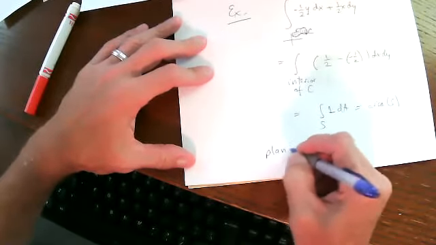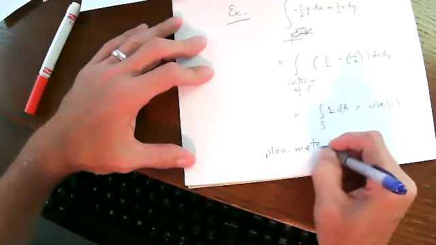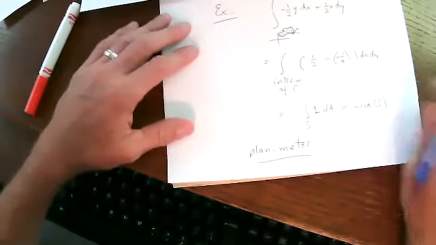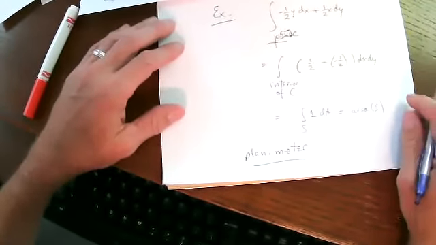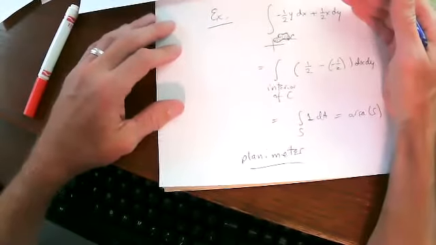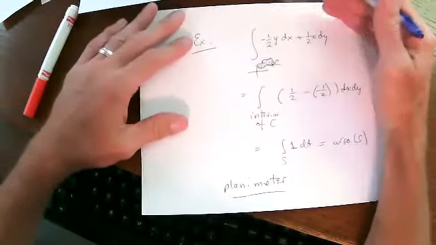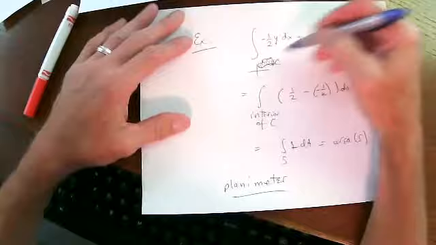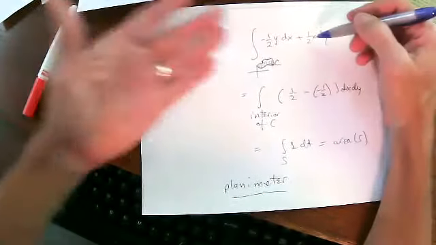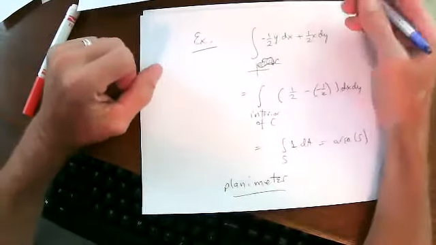The device that makes this work is called a planimeter, and apparently you can buy them for about $100 or less, and it will actually compute the area of a region for you on a map by simply tracing out around the boundary of it. And the reason that it works is because of Green's theorem.